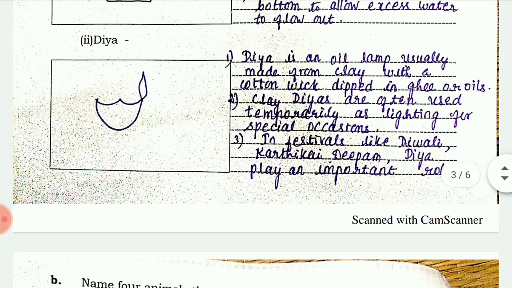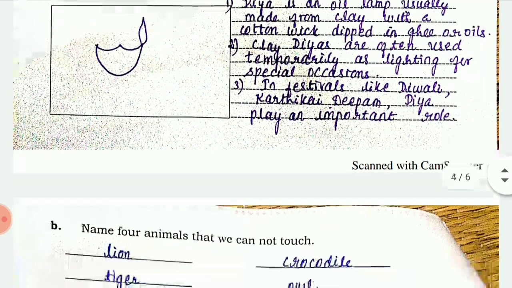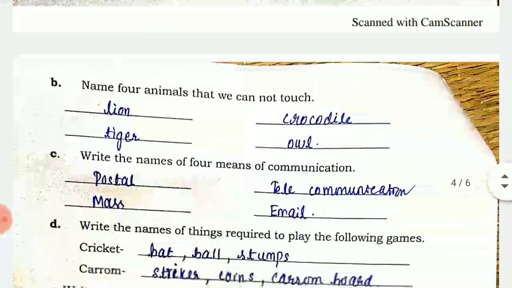Next one is diya. Diya is an oil lamp usually made from clay with a cotton wick dipped in ghee or oils. Clay diyas are often used temporarily as lighting for special occasions. In festivals like Diwali and Karthika Deepam, diyas play an important role.